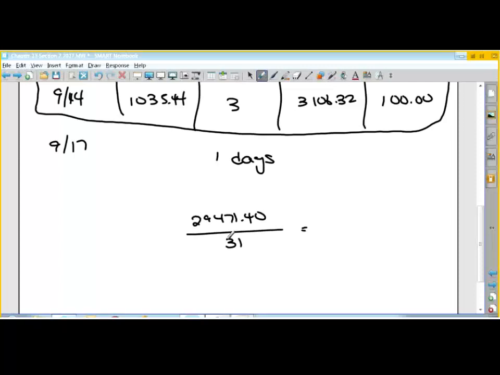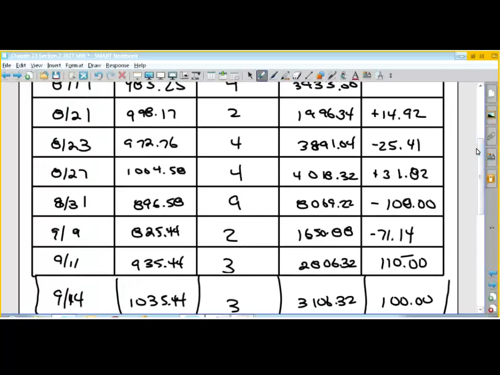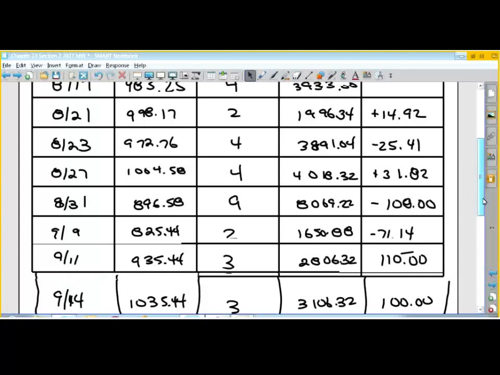29,471.4, and to divide that by the number of days, which is 31. And so my average daily balance is $950.69. If you look at my list of numbers, that looks reasonable. Half of them are going to be probably greater than that, and half are going to be less than that. So it's basically just an average, but it's a weighted average. It's weighted by the number of days that you are at that value. So it is a weighted average.